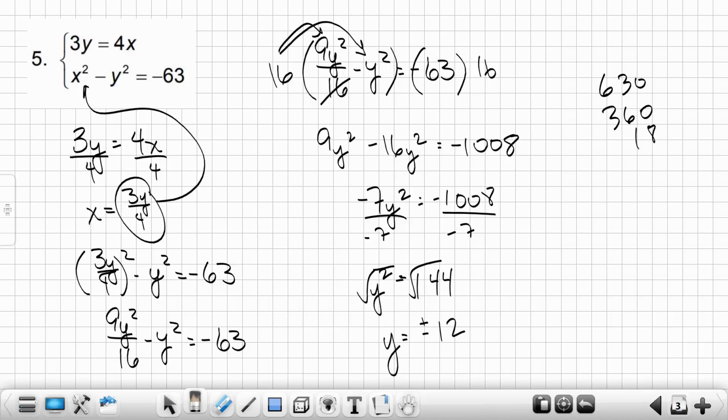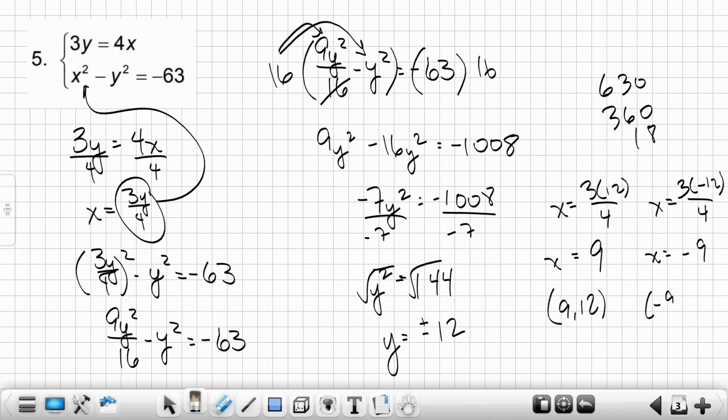And then we plug it in. Then we get our x values. So x equals 3 times positive 12 divided by 4, and x equals 3 times negative 12 divided by 4. So we're going to get 9 and negative 9. So we get the coordinates (9, 12) and the coordinate (negative 9, negative 12).